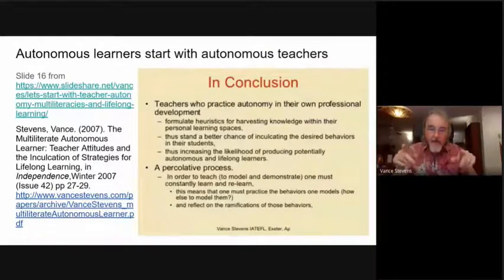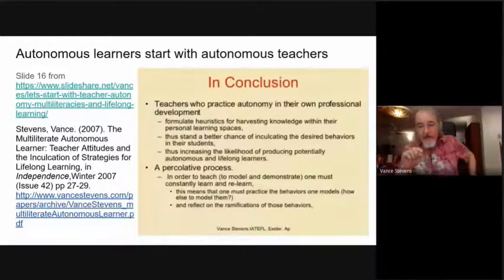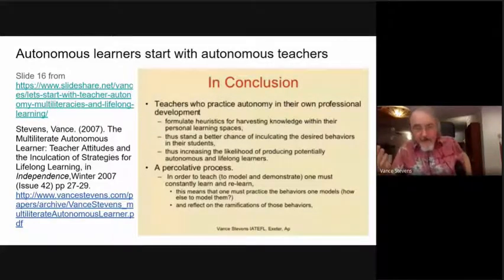So teachers who practice autonomy in their own professional development formulate heuristics for harvesting knowledge within their personal learning spaces. And that way, they stand a better chance of inculcating the desired behaviors in their students, and that will increase the likelihood of producing potentially autonomous lifelong learners, which is a skill badly needed in the 21st century. And it has to be a percolative process. Stephen Downes once said, which I thought made a lot of sense at the time, teachers model and demonstrate, learners practice and reflect. Then a guy named David Warlick came along and said, well, he thought teachers had to be master learners.